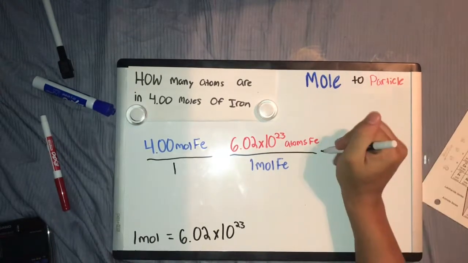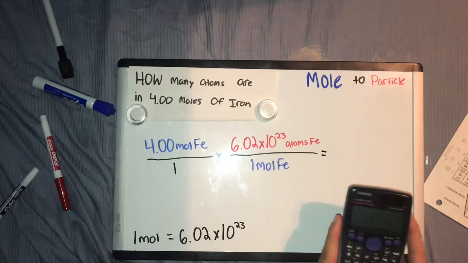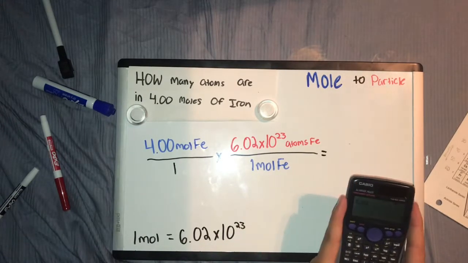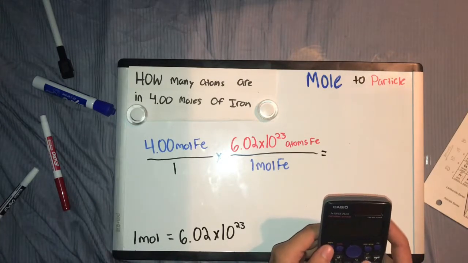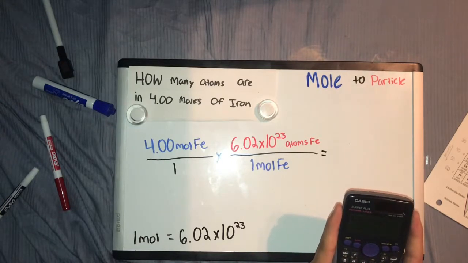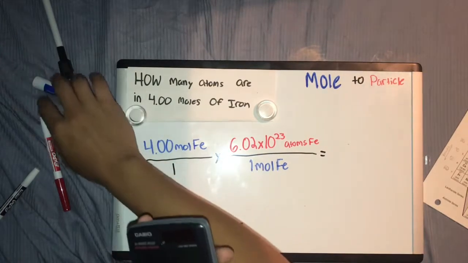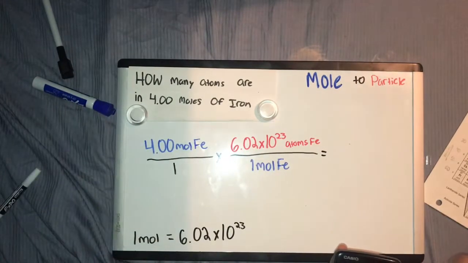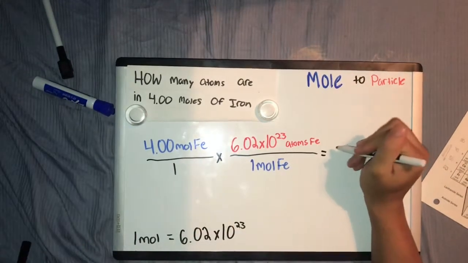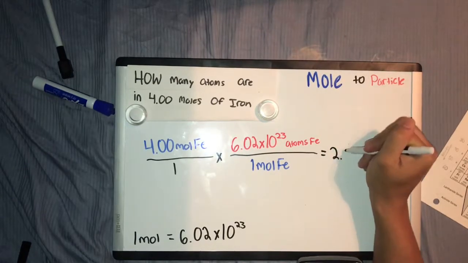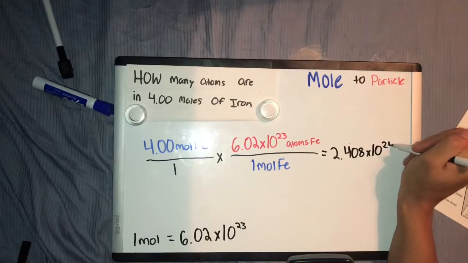Alright, let's go ahead and punch this into the calculator. So we got 4.0 times 6.02 times 10 to the 23rd. Alright, so we got 2.408 times 10 to the 24th is our answer. That is what we get when we plug that into the calculator. 2.408 times 10 to the 24th.